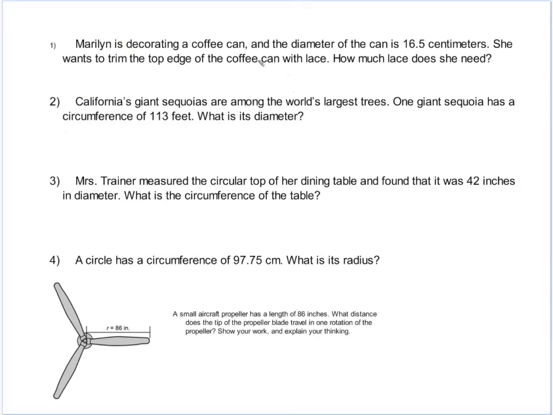Marilyn is decorating a coffee can and the diameter is 16.5 centimeters. She wants to trim the edge of the coffee can with lace. How much lace does she need? Well, if you're trimming around the edge, that would be the circumference, and we are given the diameter. So the equation I'm going to use is circumference equals pi times the diameter.